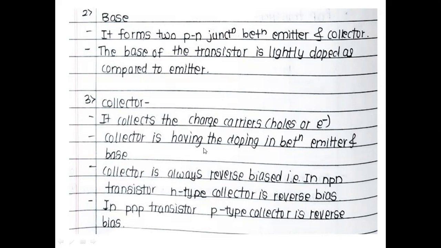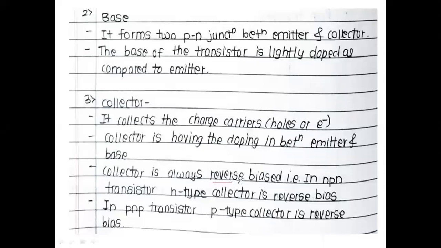The collector is heavily doped compared with the emitter and base, and it is going to collect the electrons or holes. The collector is always reverse biased. Remember that word. The emitter is forward biased, and the collector is reverse biased.